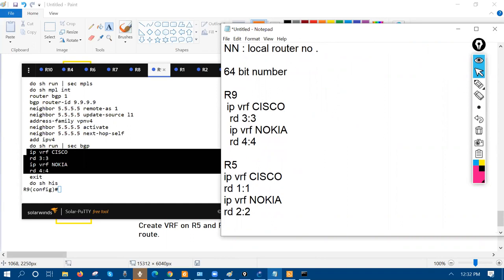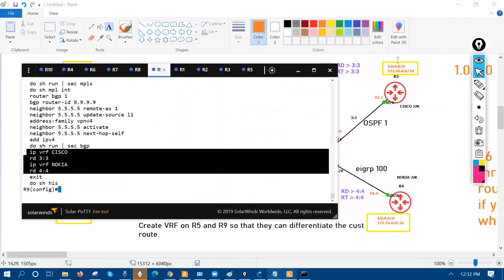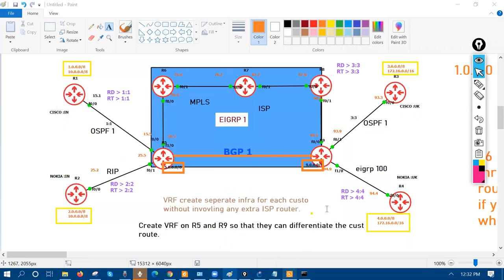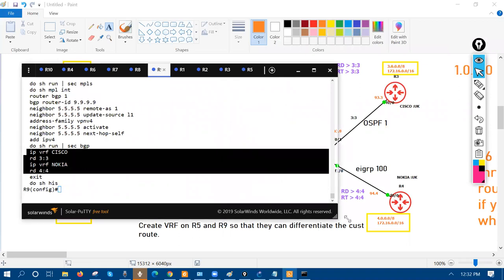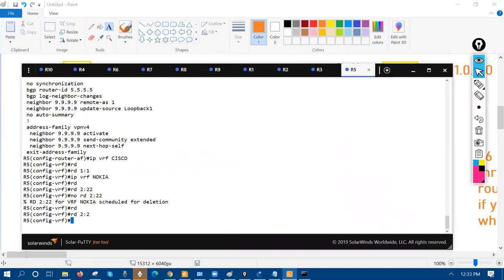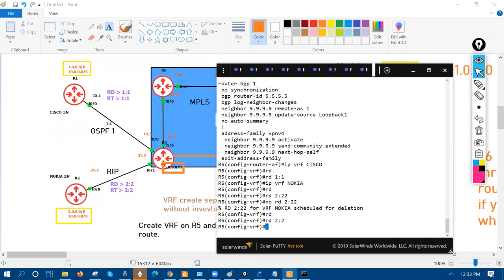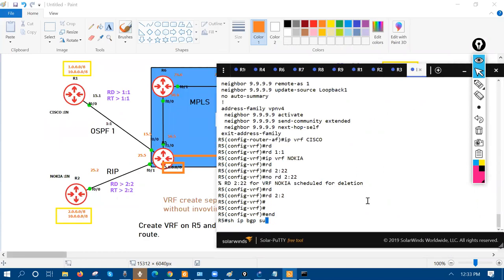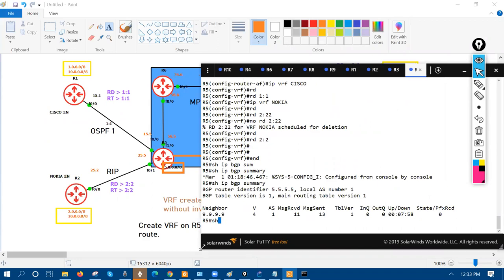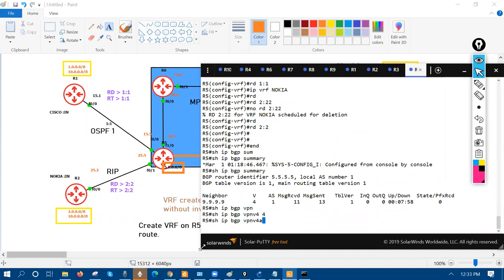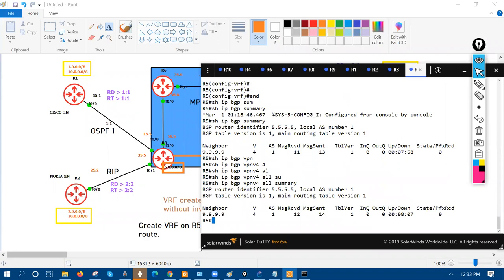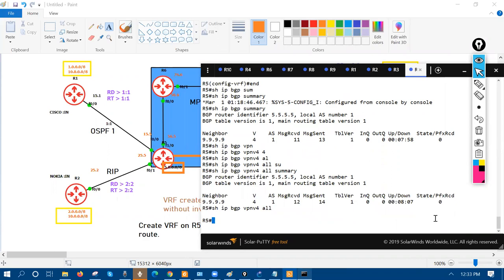R9, R5, all done. What is the next thing now? Once we have done with the RD, right now, still till this point, what happened? If you have a look, show ip bgp summary on the R5 router. Sorry, show ip bgp vpnv4 all. I don't have any information in the BGP table, right? Even with show ip bgp vpnv4 all, do we have any doubts? No, I don't have any information.